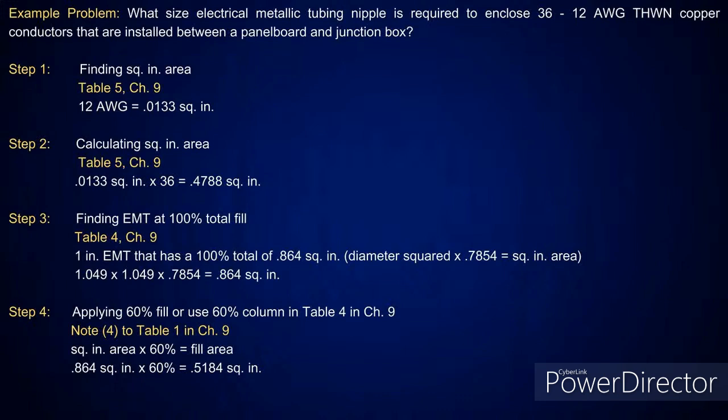Then the next one we get into is where you have a nipple. Now, we've discussed nipples before. That's something that's 24 inches or less, and in other words, it's not considered a raceway. So it doesn't matter how many you have in here. Since it's 24 inches or less, you don't have to concern yourself with the rating factors here. So we're going to decide what size nipple is required to enclose 36 number 12s. This is very, very simple.